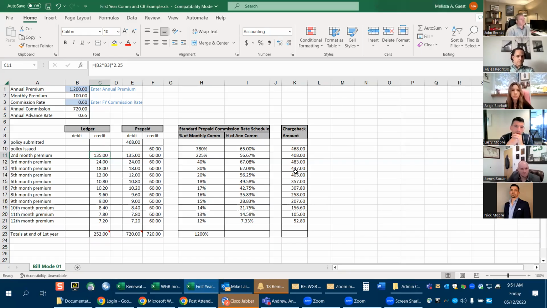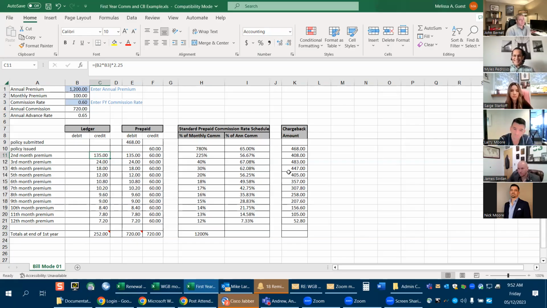Makes sense. Would you say that months 2 through 4 are extremely important, based on that big percentage of monthly commission, to make sure that it stays on those months? I'm not saying the rest of the months aren't important. All 12 months are very important.